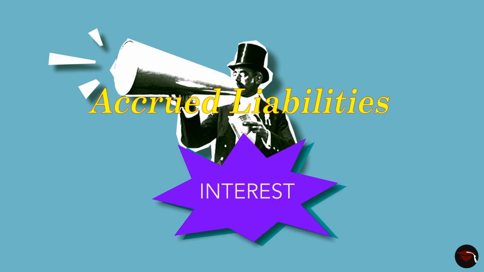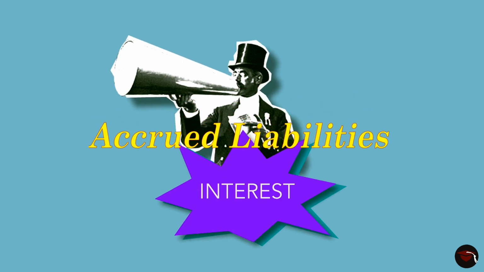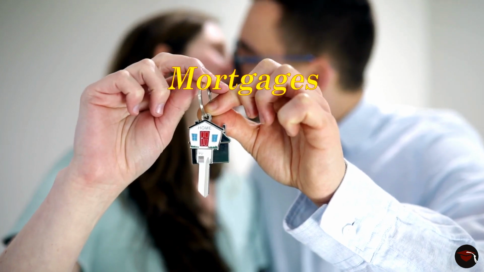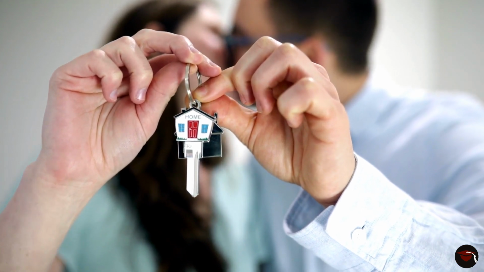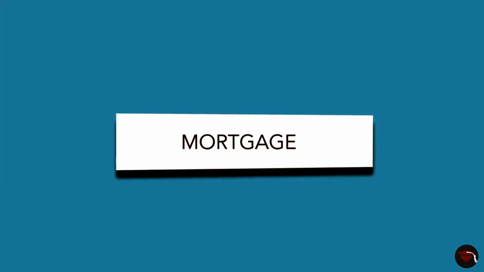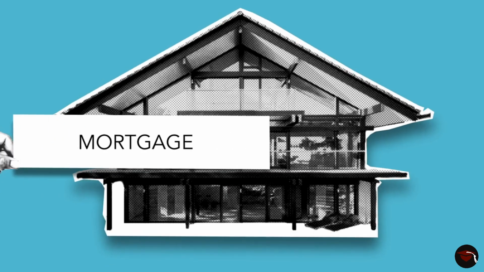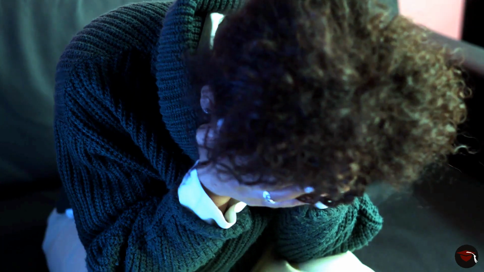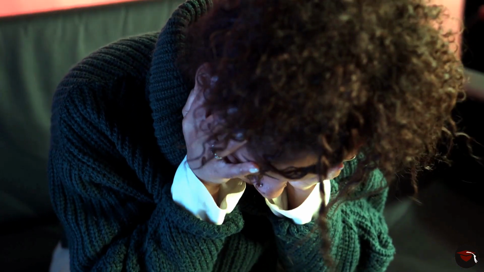Accrued liabilities, expenses that have been incurred but not yet paid, such as accrued interest or salaries. Mortgages, loans used to finance the purchase of real estate with a long-term repayment schedule. Wages payable, employee wages and salaries that have been earned but not yet paid.